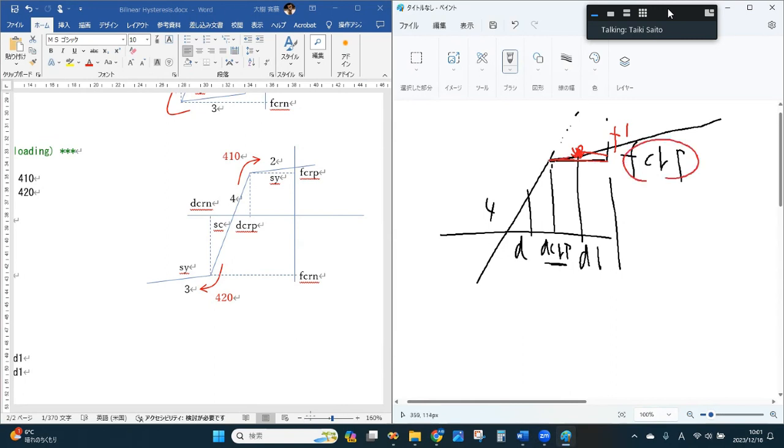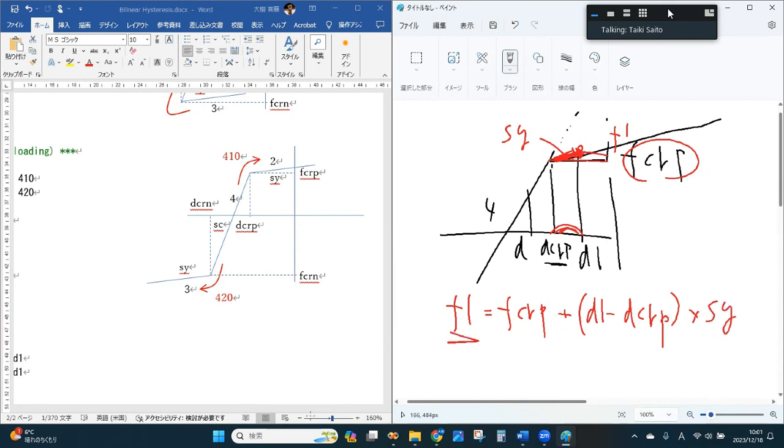So F1 is FCRP plus this increment, a very small increment. So this deformation is multiplied by the second slope SY. So F1 will be FCRP plus the increment of deformation, D1 minus BCRP, multiplied by the second slope stiffness. Yeah? So this will be the new F1 in the second slope.